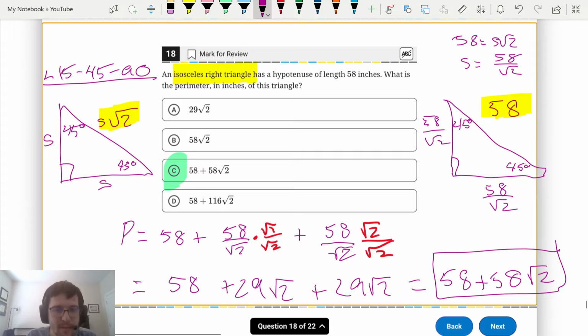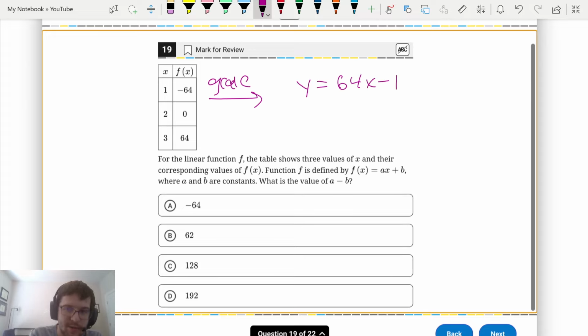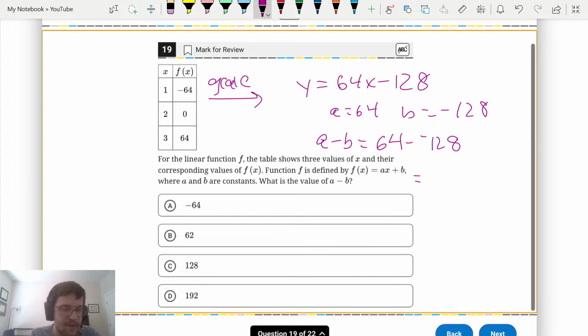All right, we're almost done. All right, so for this one, I just typed this in my graphing calculator, the program I was showing you before, and I get y equals 64x minus 128. So that means A is 64 and B is negative 128. So if you do A minus B, that's 64 minus negative 128, which is 64 plus 128, which is 192.